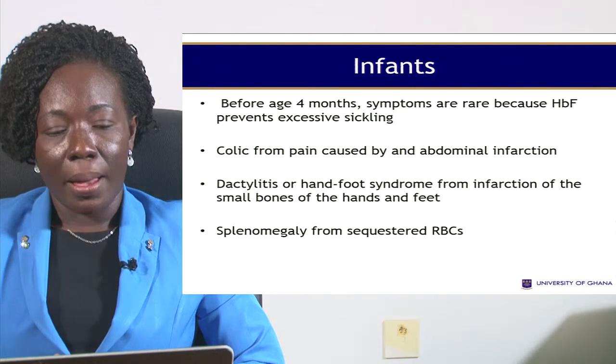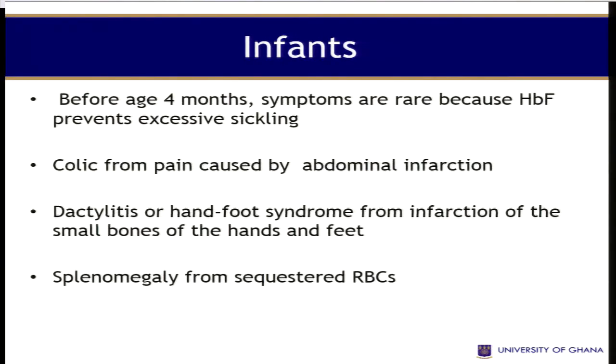Symptoms are rare before age 4 months because the fetal hemoglobin prevents excessive sickling. So when you do the sickling test, the child will come out as negative. Then colic from pain caused by abdominal infection, which is very, very painful. And then the hand-foot syndrome from infection of the small bones of the hands and feet. Then the spleen enlarges from sequestrated red blood cells.